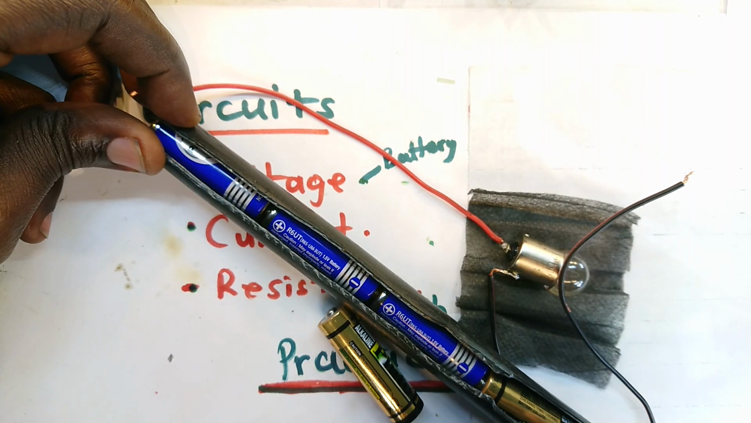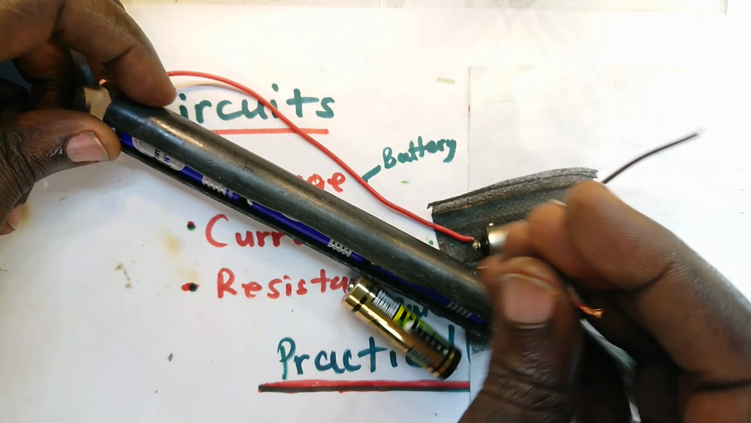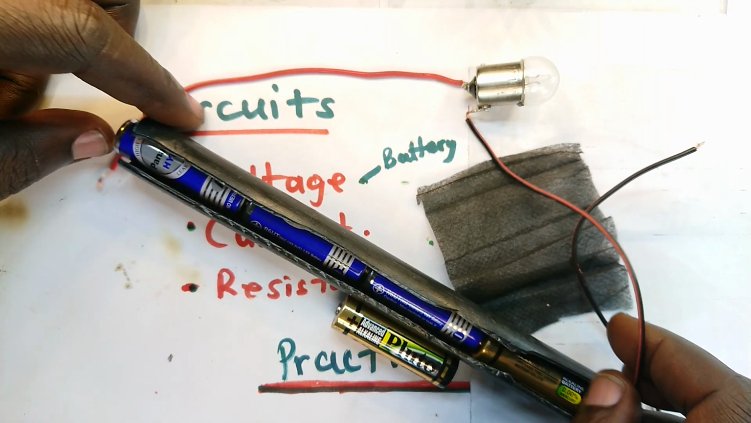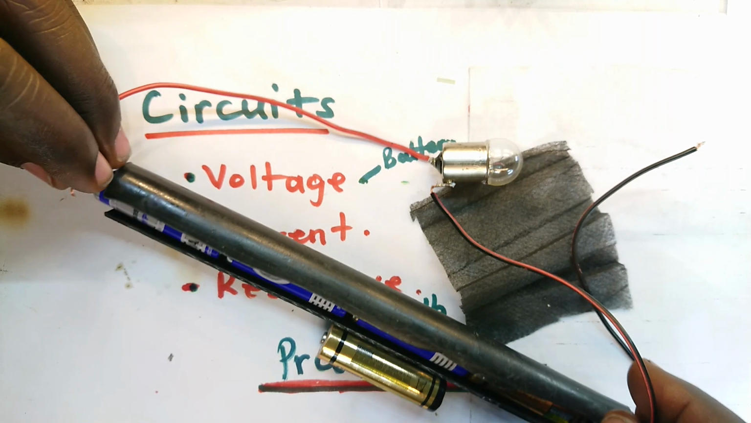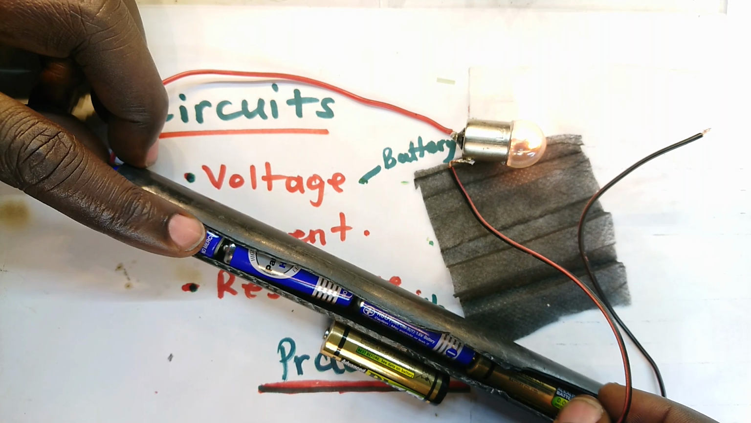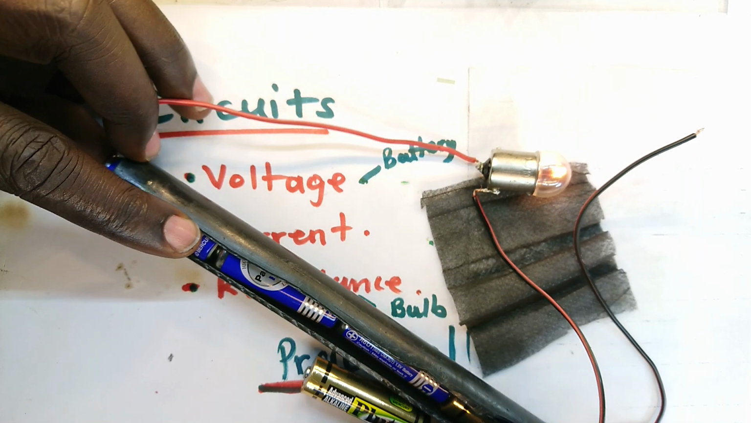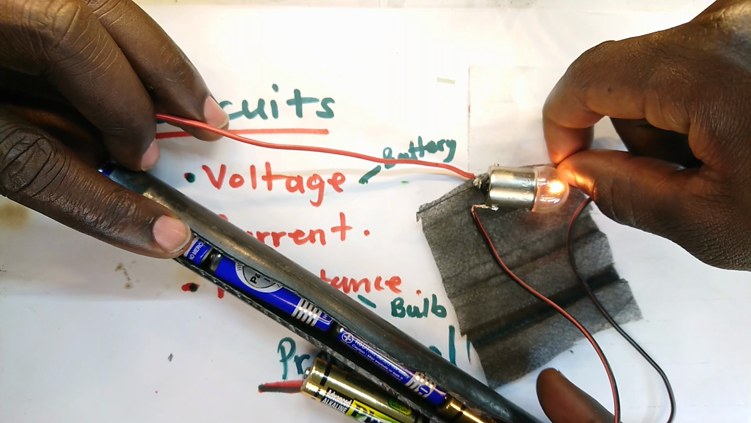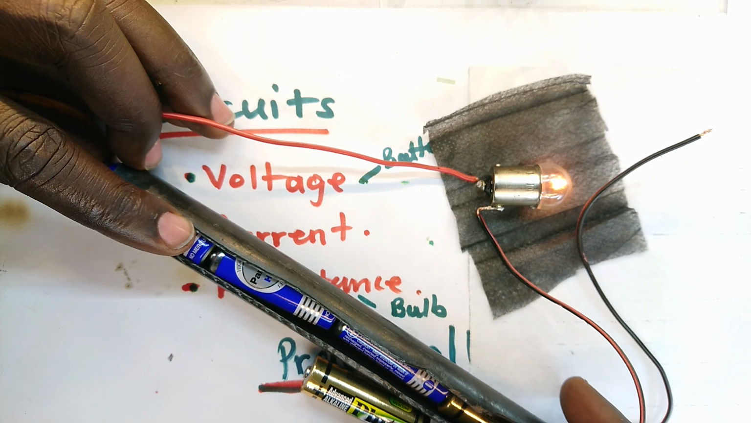Okay, so I am going to first demonstrate for you here with only 4 cells with only 1 bulb. That's the amount of brightness that we are getting. I know our background is trying to run. Thank you.